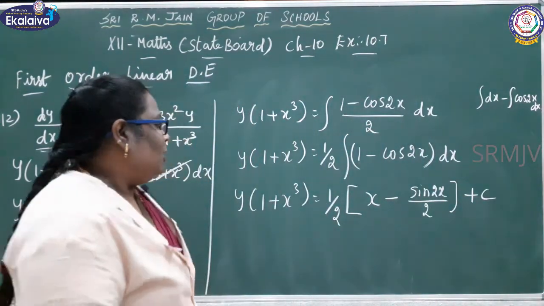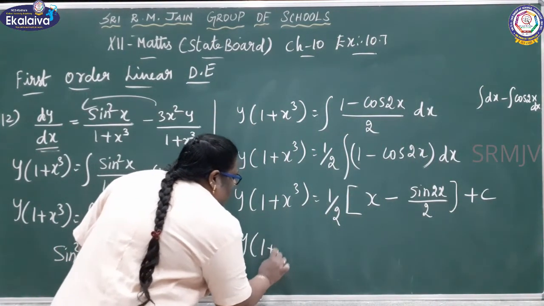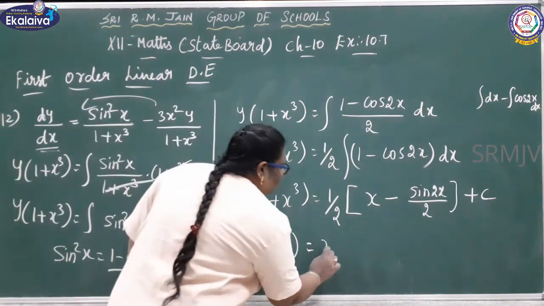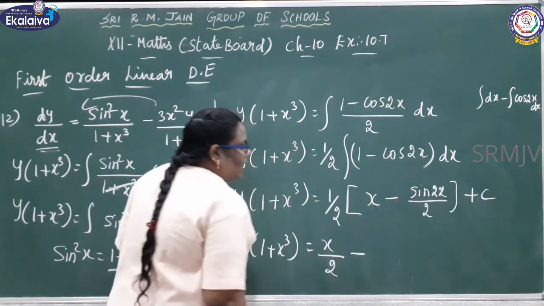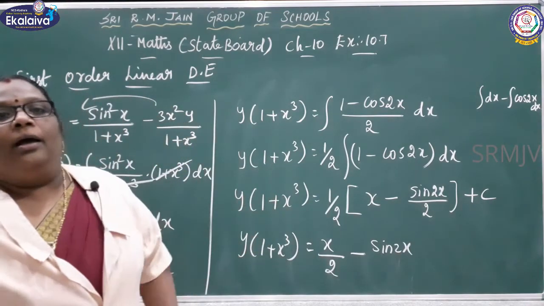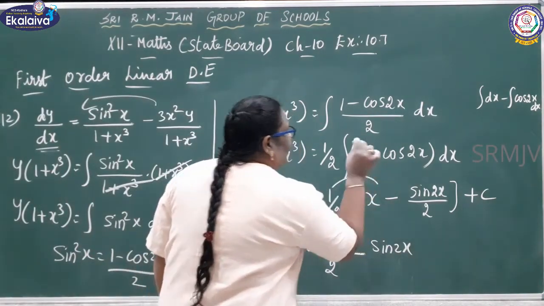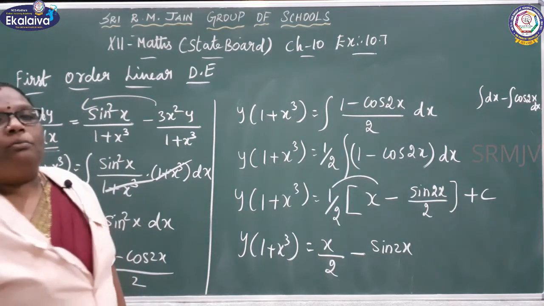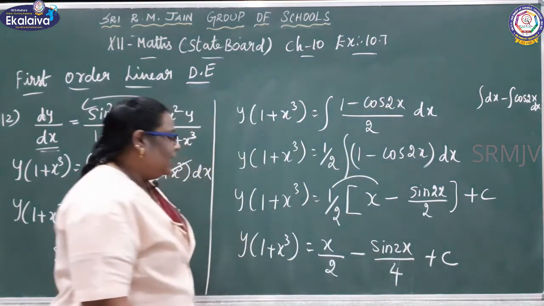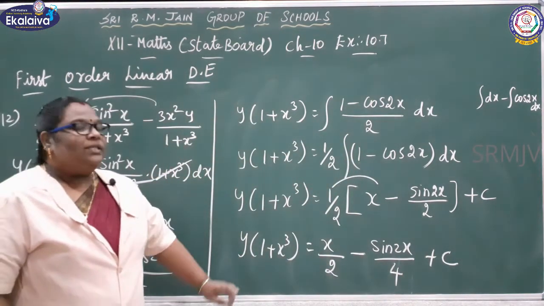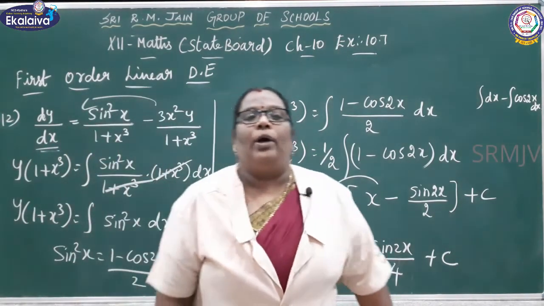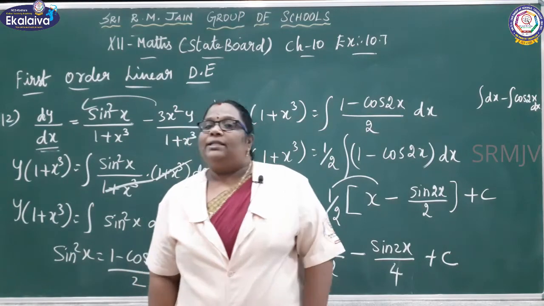So, y into 1 plus x cube equal to x by 2 minus sin 2x. You bring this value 1 by 2 inside, x by 2 minus sin 2x by 4 plus c. Y into 1 plus x cube equal to x by 2 minus sin 2x by 4 plus c.